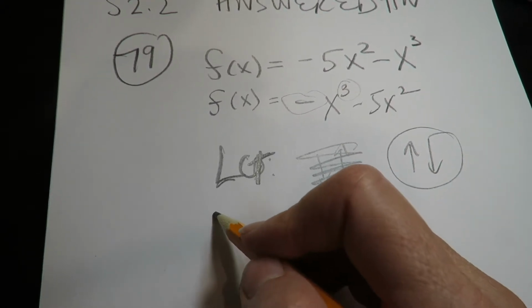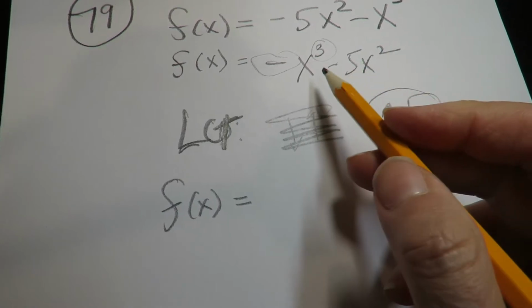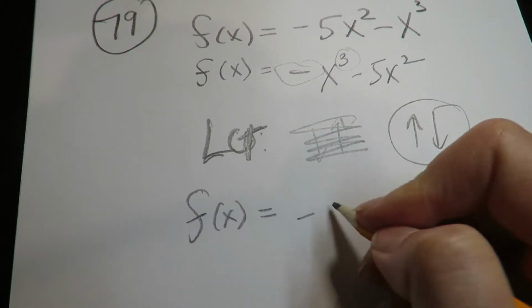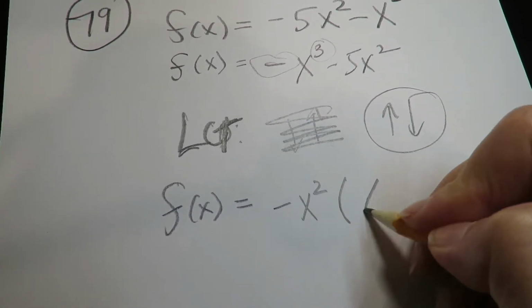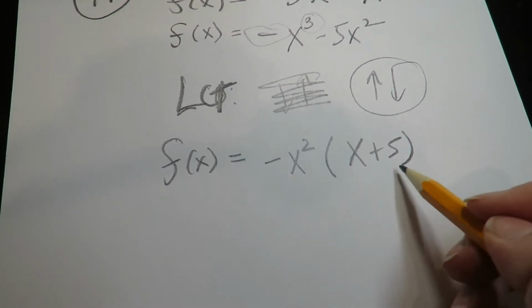Alright, now let me do the x-intercepts. And in order to do that, I have to factor this. So it's got a negative x squared I'm going to pull out. That leaves me with this.